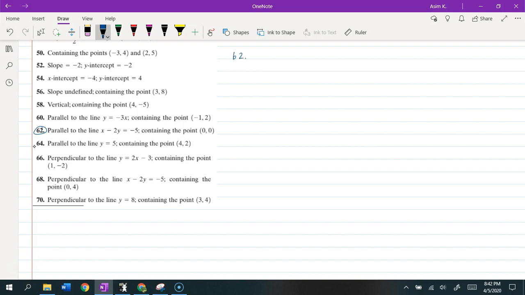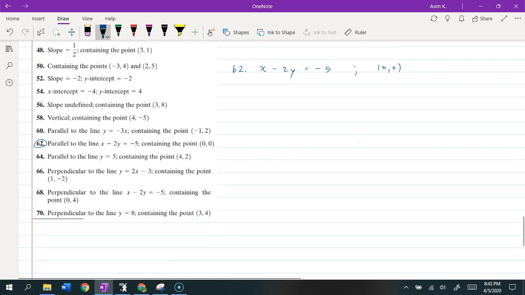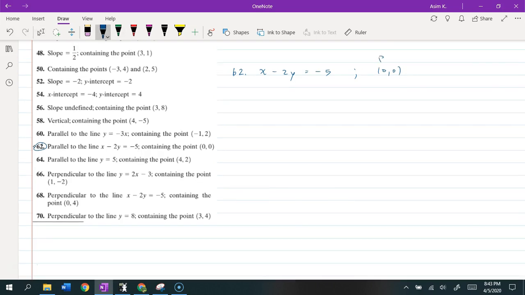Number 62 says that this time your line is parallel to this line right here. X minus 2y is equal to negative 5. And your line is containing the point 0, 0. So you already have a point, right? So you've got a point to work with. You're not concerned about that. But what you're concerned about is where is my slope, right? So to figure out the slope, you have to make those connections, just like you did in number 60. Your line is parallel to this line over here, right? It's parallel to it.